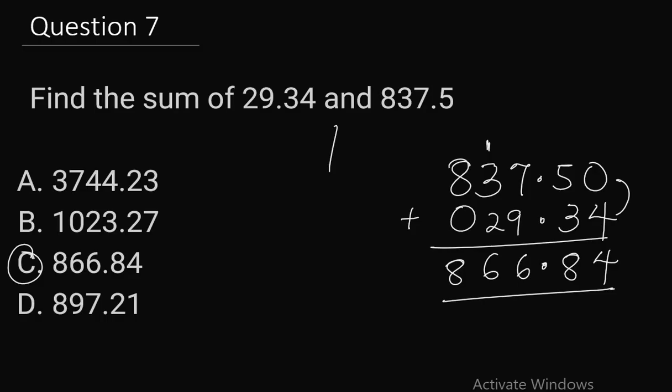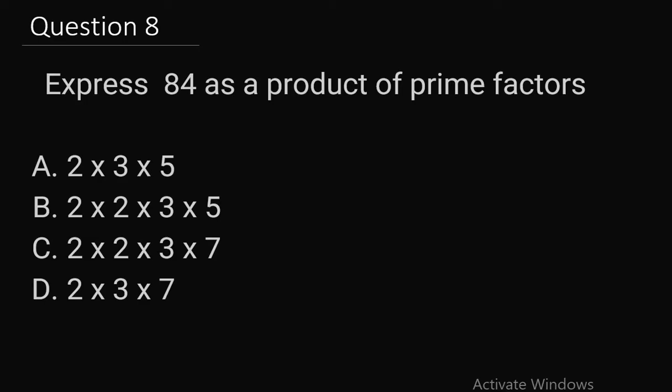Alright, question 8. This question says, express 84 as a product of prime factors. So the first thing we need to do for this question is to draw a table where we have 84. Remember, the instruction says express 84 as a product of prime factors. We are not looking for the factors, unlike what we did in the previous question, where we have to draw two vertical lines. Here we are looking for prime factors, so we solve as if you are solving for LCM, like creating the table like this.